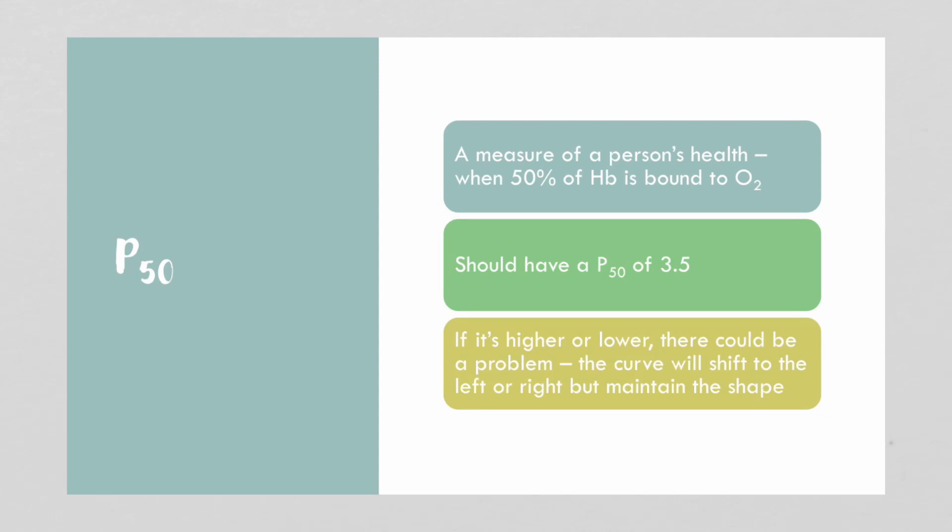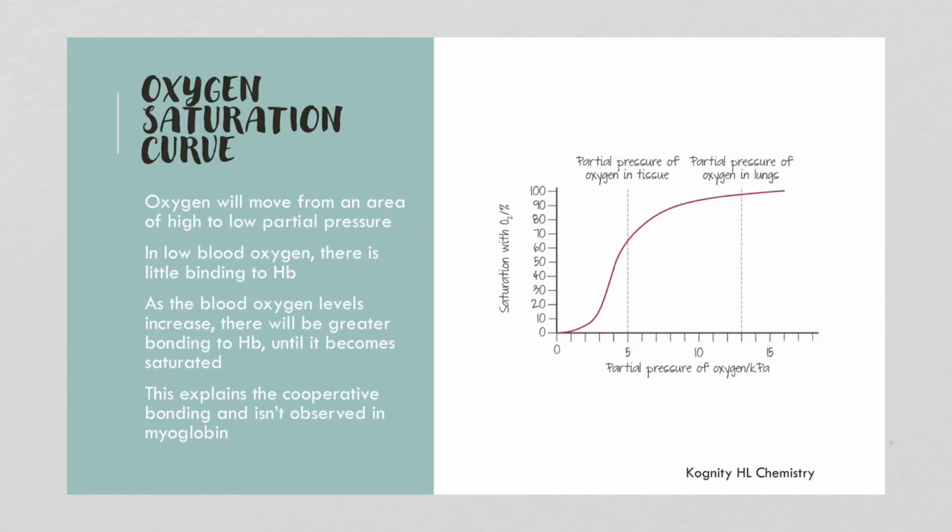So there's a term called P50, and we use that to measure someone's overall health. What that means is when 50% of hemoglobin is bound to oxygen, and we should have a P50 of about 3.5. If it's higher or lower than that, there could be a problem. That means that the curve will shift to the left or the right, but maintain the shape. So it'll still look like the S curve here, but it will shift left or right.